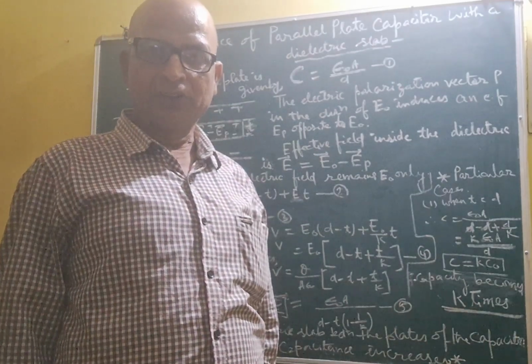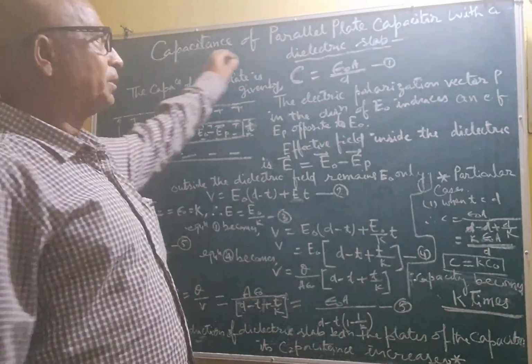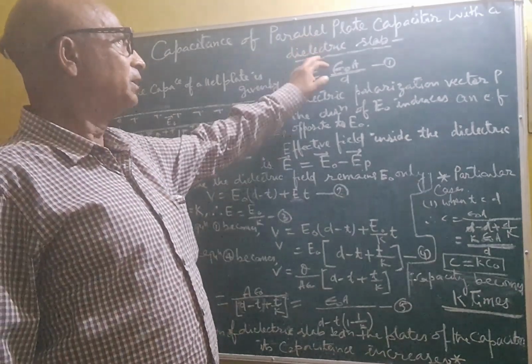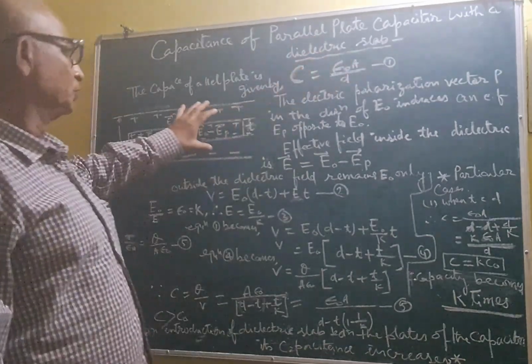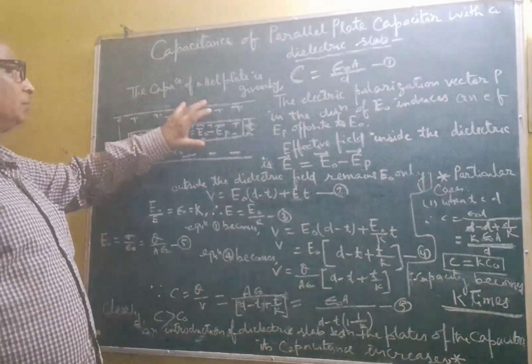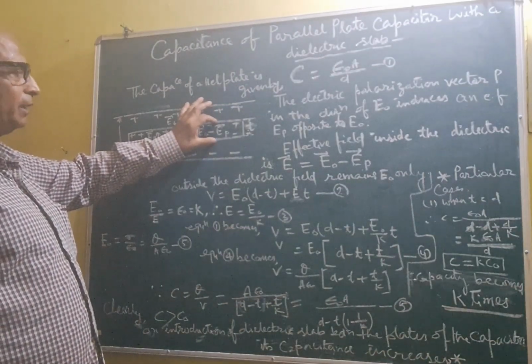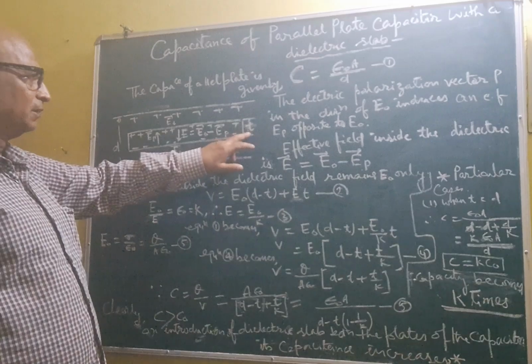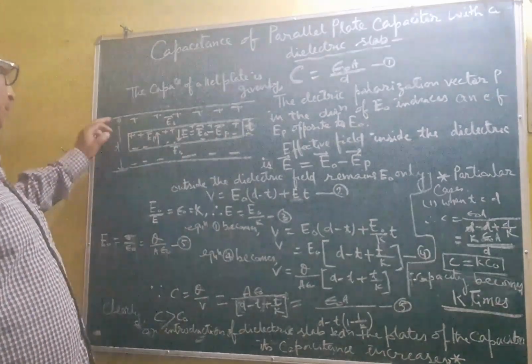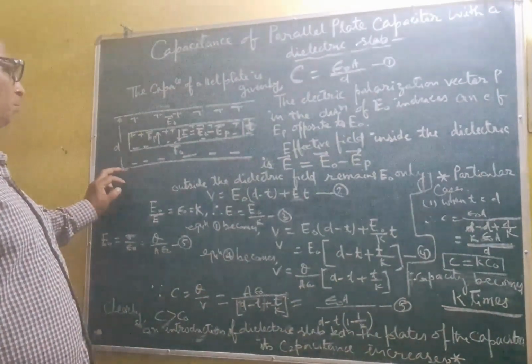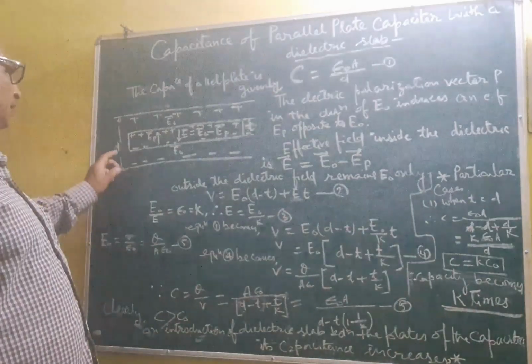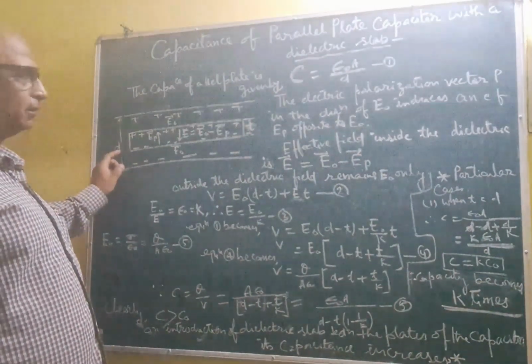I am a physics teacher. Today my topic is the capacitance of a parallel plate capacitor with a dielectric slab. So this is the figure of the parallel plate capacitor. Here a dielectric slab of thickness t is introduced. The distance between both plates of the capacitor is d.